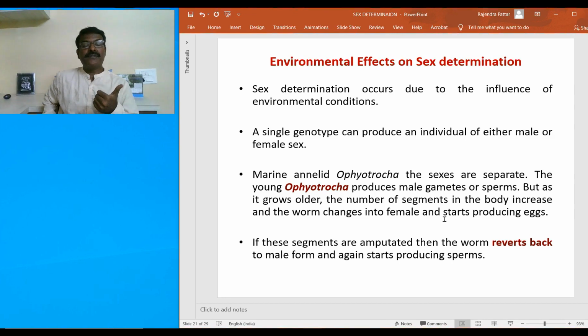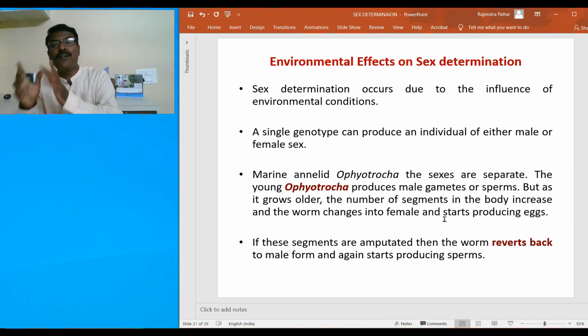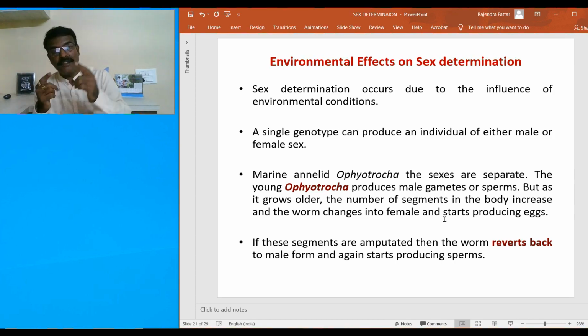But what happens over a period of time, it grows older and the number of segments will increase. The increase in the number of segments will influence the worm to change its sex from male to female. After that, ovaries will develop and it will begin to produce eggs and become a female Ophiotrocha instead of male. In the very beginning, it is a male Ophiotrocha. At the end, after becoming older, it becomes a female Ophiotrocha.